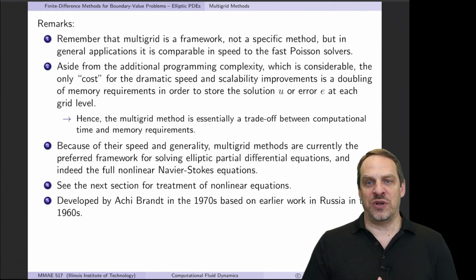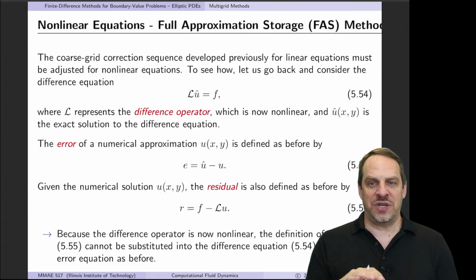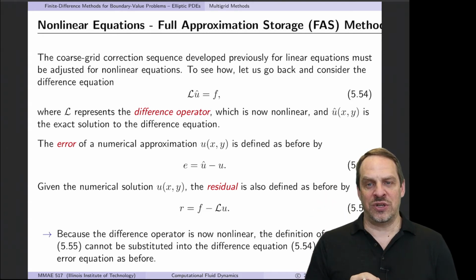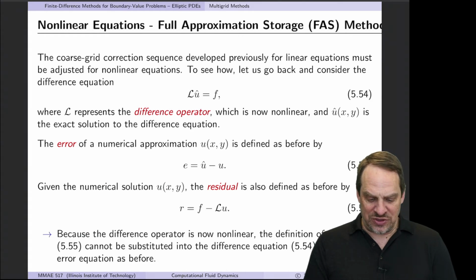for this multigrid framework. All right, so let's see how we can extend this multigrid approach to nonlinear elliptic equations. It's basically the same structure going through the coarse grid correction. However, there's some changes that we need to make in order to accommodate the nonlinearity of the differential equations and the corresponding difference equation. So we still have L operating on U hat is equal to F. L is the difference operator, and that represents our difference equation.